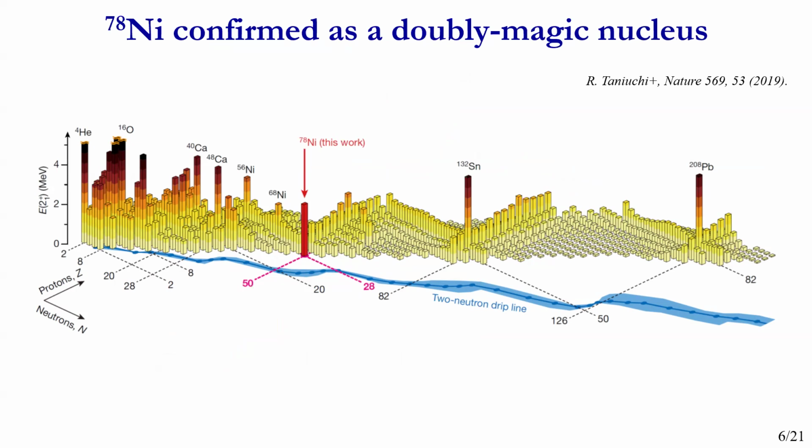We found that nickel-78 is a doubly magic nucleus. Whether it is doubly magic or not has been a long-standing question since the RIBF was launched, actually. So I'm very happy to join as a collaborator to conclude such an important question. Okay, that's it.